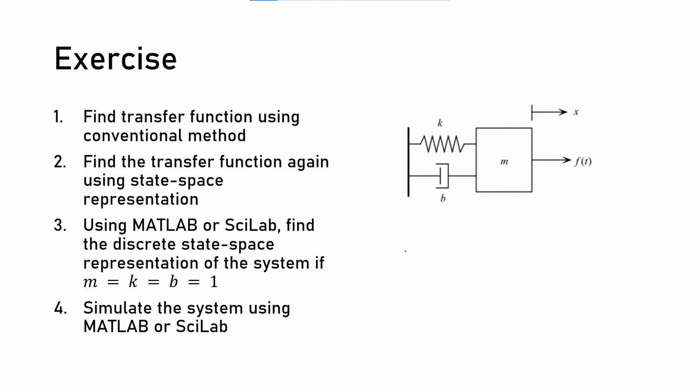So today we're gonna do one exercise on a mass spring damper system, and there are 4 questions here. Number 1, you are asked to find the transfer function using the conventional method, and then you find the transfer function again but using a state space representation. Number 3, using MATLAB or SciLab, find the discrete state space representation of the system if all the coefficients k and b equal to 1. And the last question, you will need to simulate the system using MATLAB or SciLab.